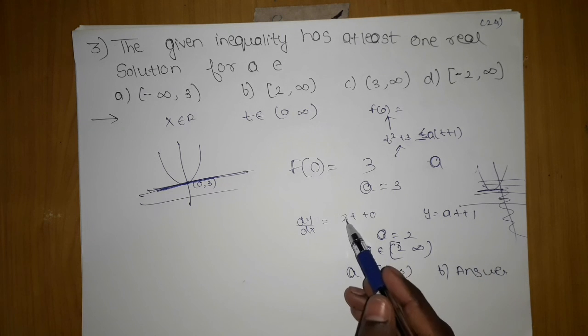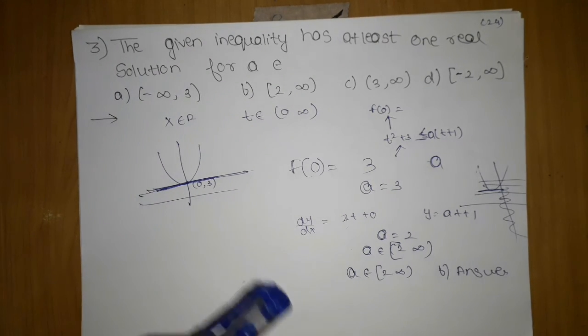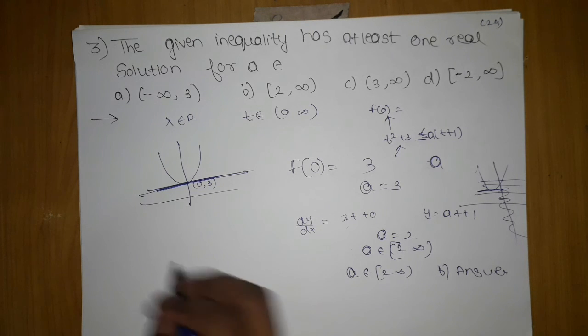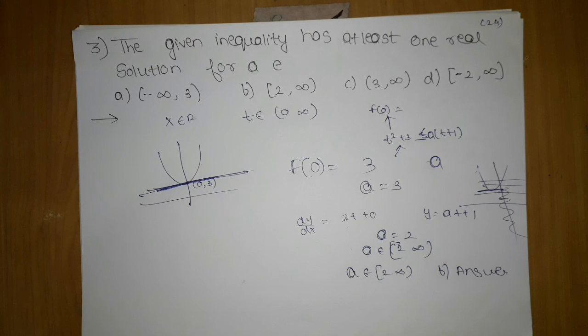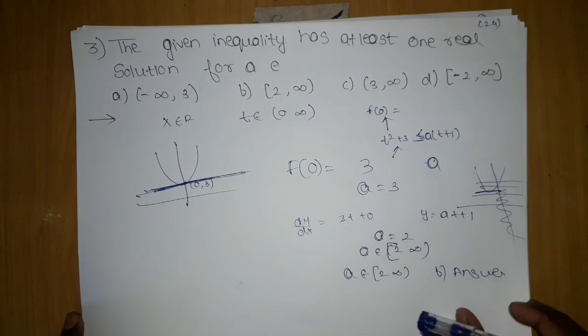When we compare it, we got a equals 2, which should be the slope of the line to touch it. After that it will have one real solution or negative solution. So from a equals 2 to infinity, this will start having real solutions, doesn't matter negative or positive. Okay, further on, let's move on to the next.